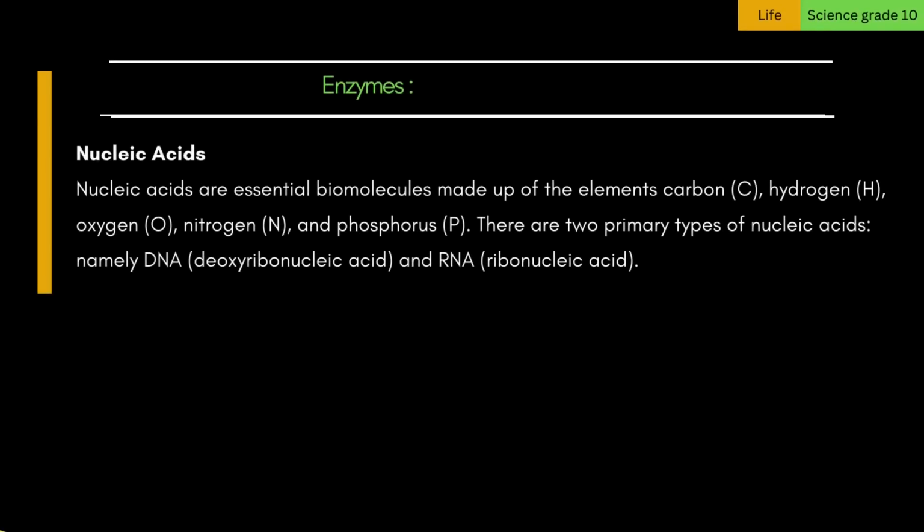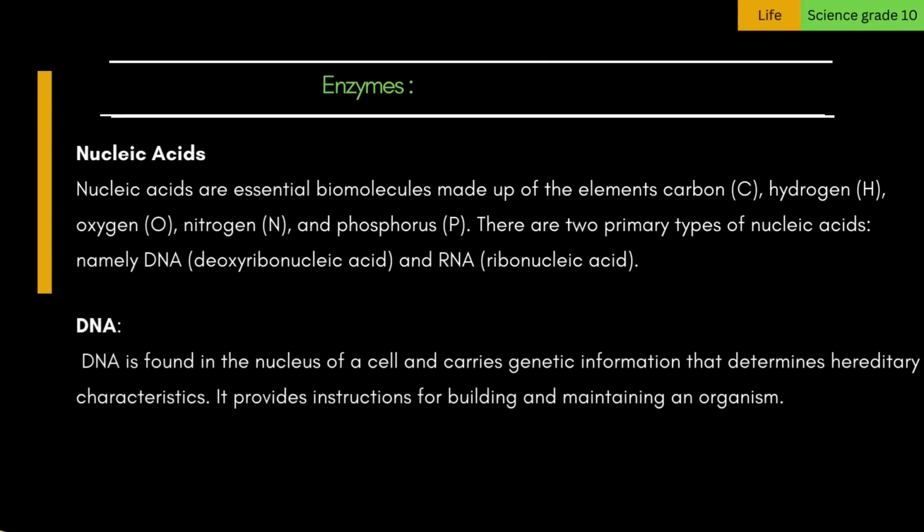Nucleic acids. Nucleic acids are essential biomolecules made up of the elements carbon, C, hydrogen, H, oxygen, O, nitrogen, N, and phosphorus, P. There are two primary types of nucleic acids, namely DNA, deoxyribonucleic acid, and RNA, ribonucleic acid. 1. DNA. DNA is found in the nucleus of a cell and carries genetic information that determines hereditary characteristics. It provides instructions for building and maintaining an organism.